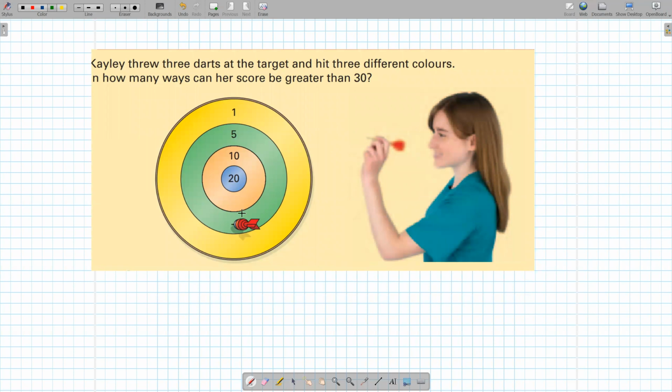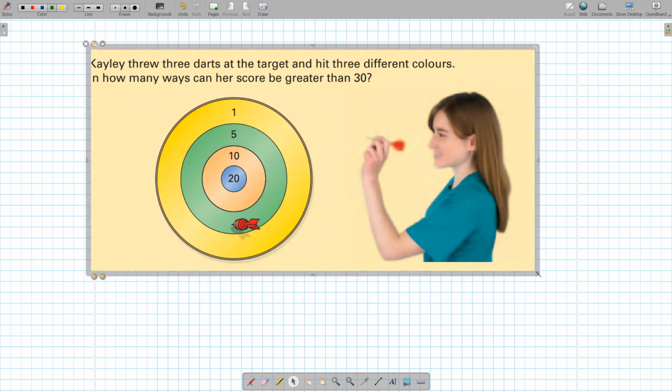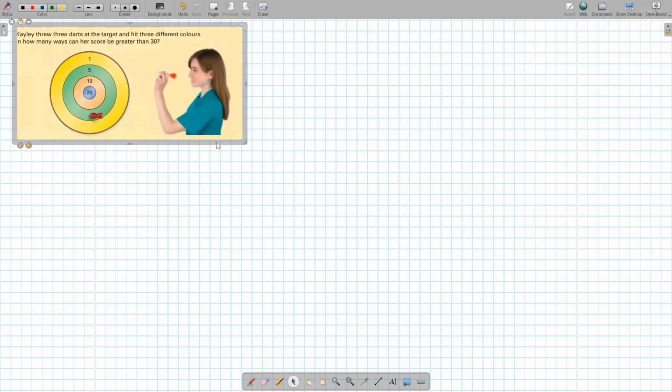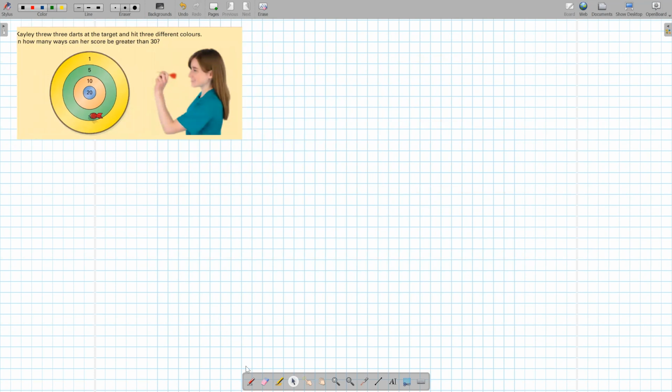So there's 4 numbers, right? 20, 10, 5, and 1. And 4 colors? Yeah, and she's only throwing it 3 times, right? So we have 3 events. Look at this. Let's say in the first one, she hits a 1. We're going to have to draw a tree diagram here. So 1, and then you can either get a 1, 5, 1, 10, 1, 20. The 5, 10, and 20 represent the second throw.